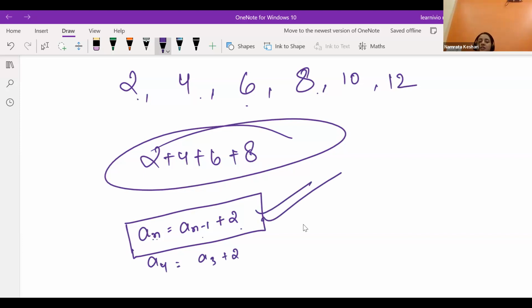Like this, in the first exercise, all this type of formulas are given. Like an is this, this is how the sequence is defined. Please find the first 5 terms or maybe the first 3 terms. So let's do a few questions which are very basic.